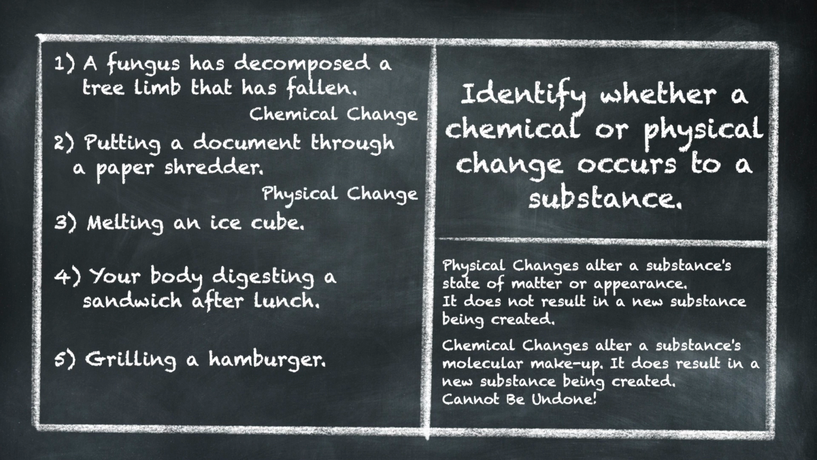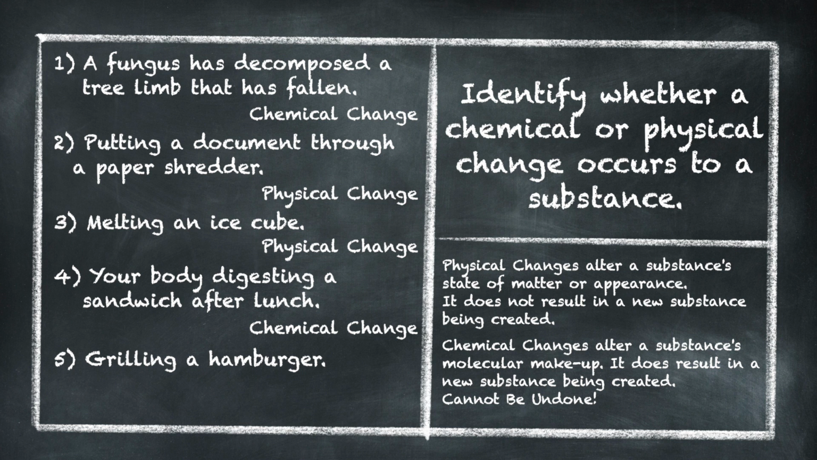Number 3, melting an ice cube. Melting is a change in state from a solid state to a liquid state. Because it is a change in physical state and it can be reversed, I would consider melting an ice cube to be a physical change. Number 4, your body digesting a sandwich after lunch. Once you eat something, you cannot get that substance back to what it looked like before you ate it. Digestion is a chemical breakdown of food. Because this alters the sandwich chemically and it cannot be reversed, I would consider this a chemical change.